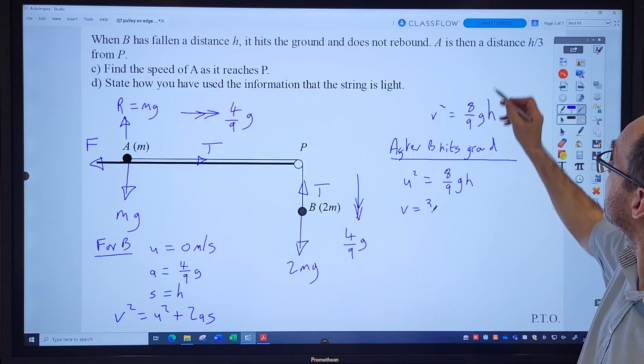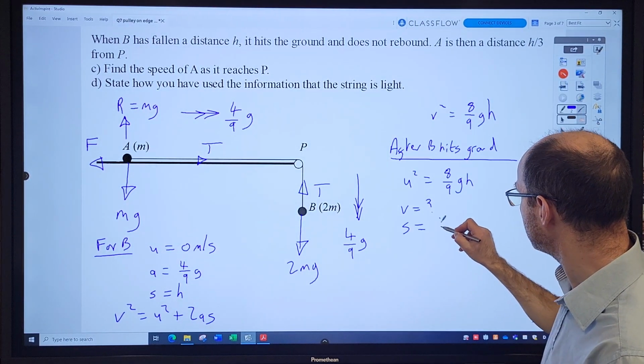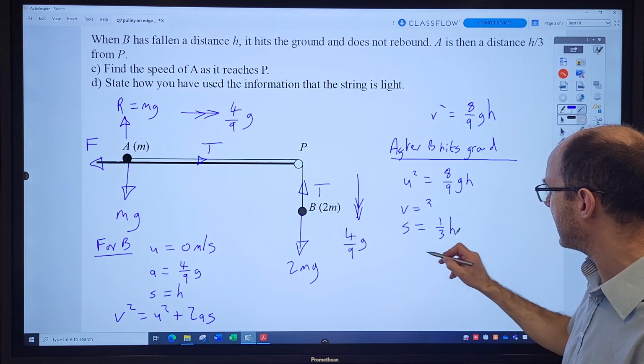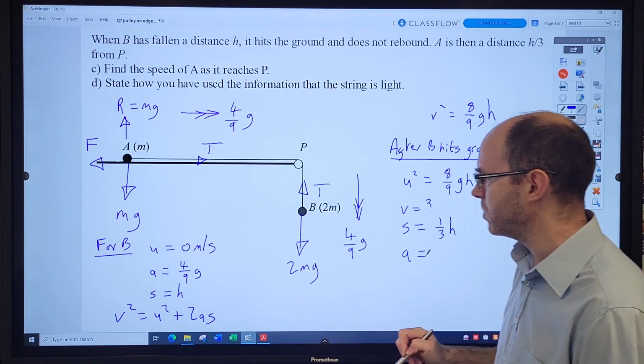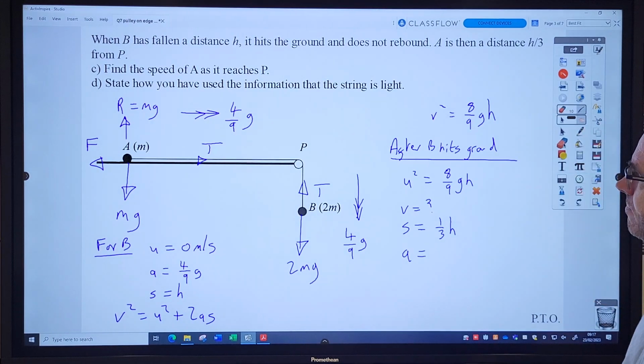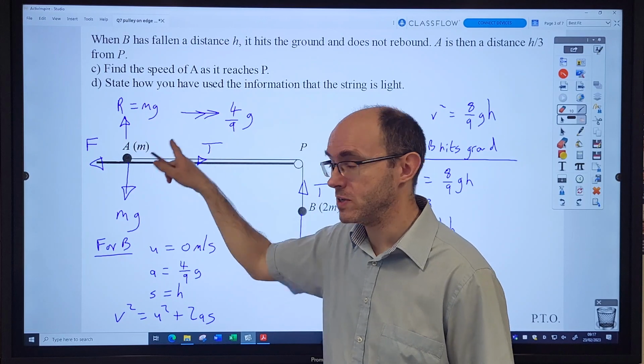We know that the distance it travels, that's handy, isn't it, is going to have to be h over 3. That's why that's 1/3 h. The acceleration, we're going to have to work that out. To do that, we're going to have to go back to the equations of motion again.